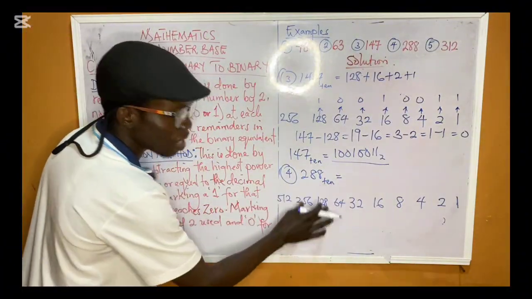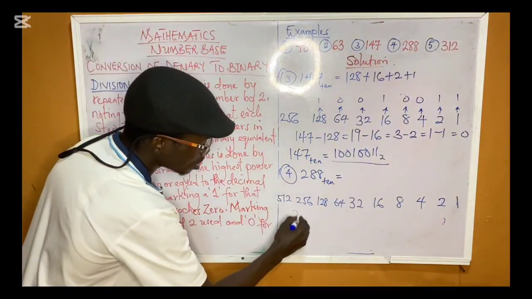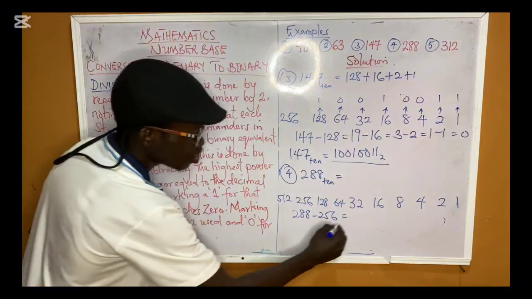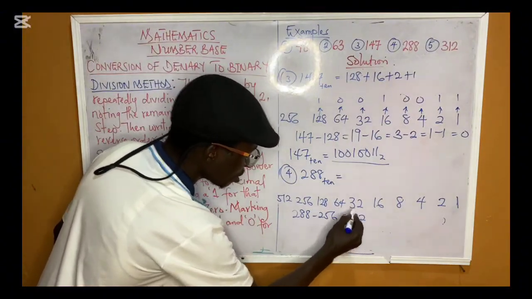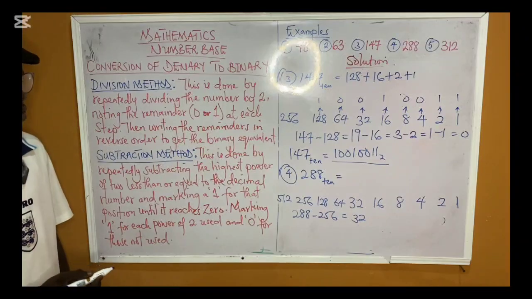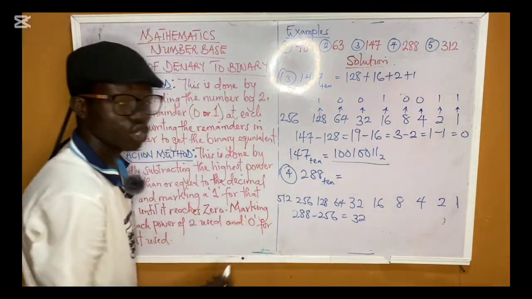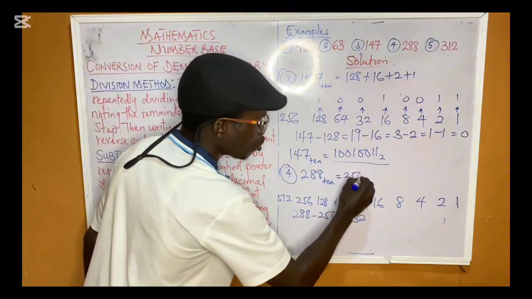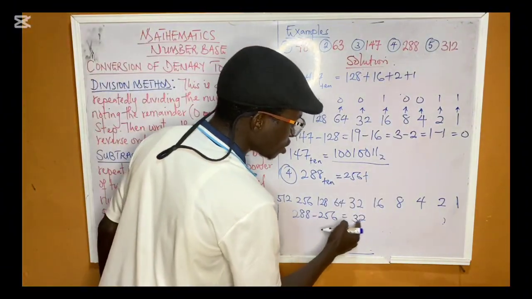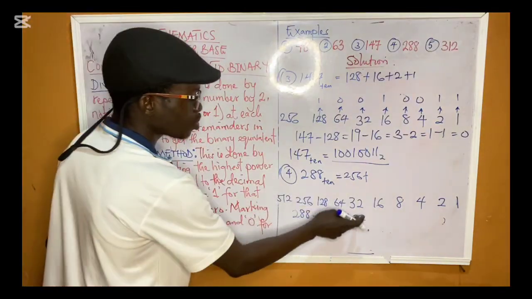Now we saw what's the power of 2 that is very close to 288. That's 256. 288 minus 256 will give us 32. 256 was used. We are going to write 256 plus, we don't know the number that is coming. So 288 minus 256 will give us 32.